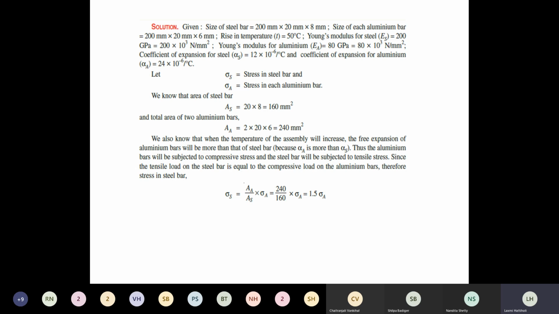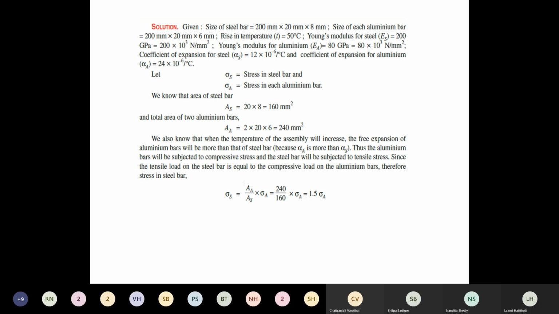Now, Young's modulus of steel is given to you. I have converted it to Newton per mm square. 200 gigapascal in the sense 200 into 10 raised to 3 Newton per mm square. How is it 10 raised to 3? We have already discussed this. Similarly, Young's modulus of aluminium is 80 gigapascal, 80 into 10 raised to 3 Newton per mm square. Now, coefficient of thermal expansion of steel is 12 into 10 raised to minus 6 per degree Celsius. For aluminium, it is 24 into 10 raised to minus 6 per degree Celsius.